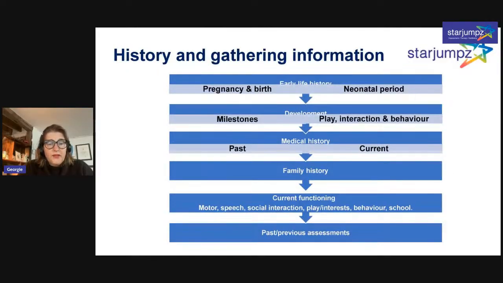And then with the history, the background form that parents and carers fill in covers everything really, but it is trying to find out about early life history and then current functioning.